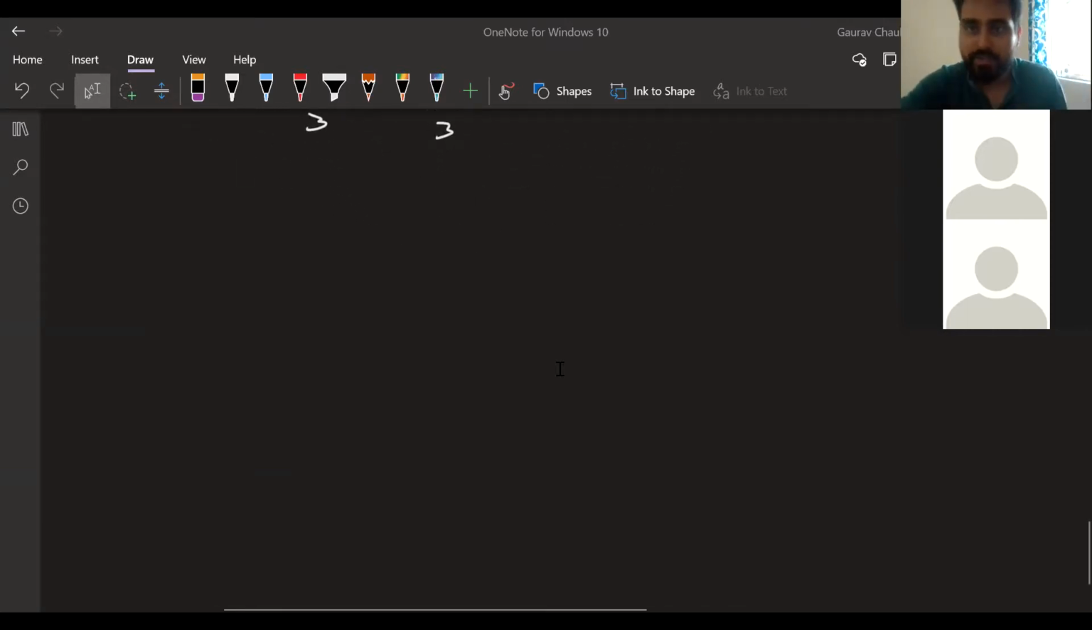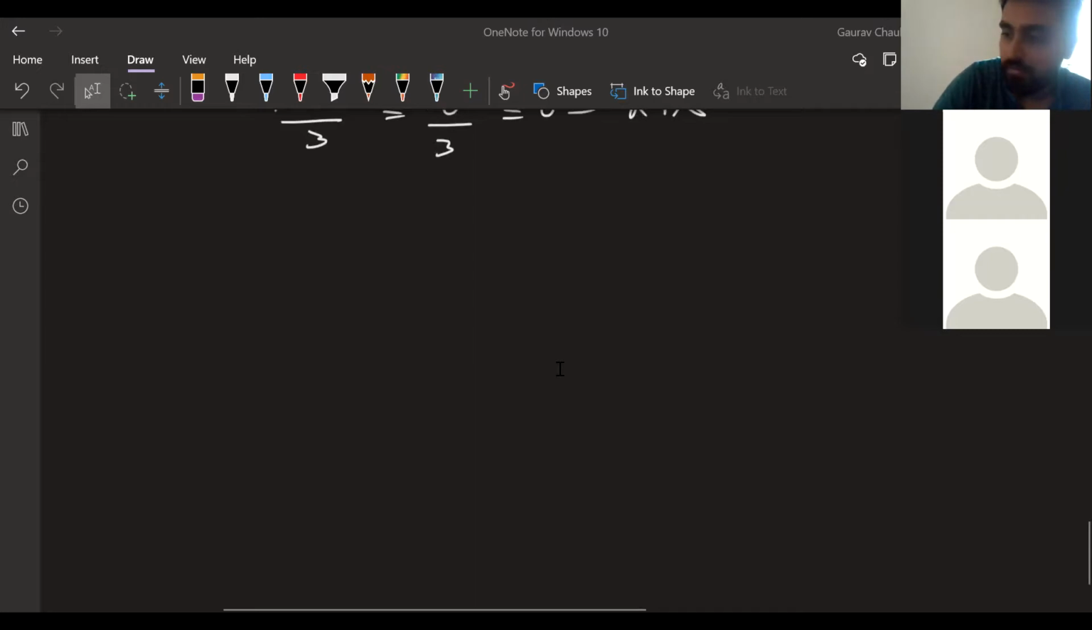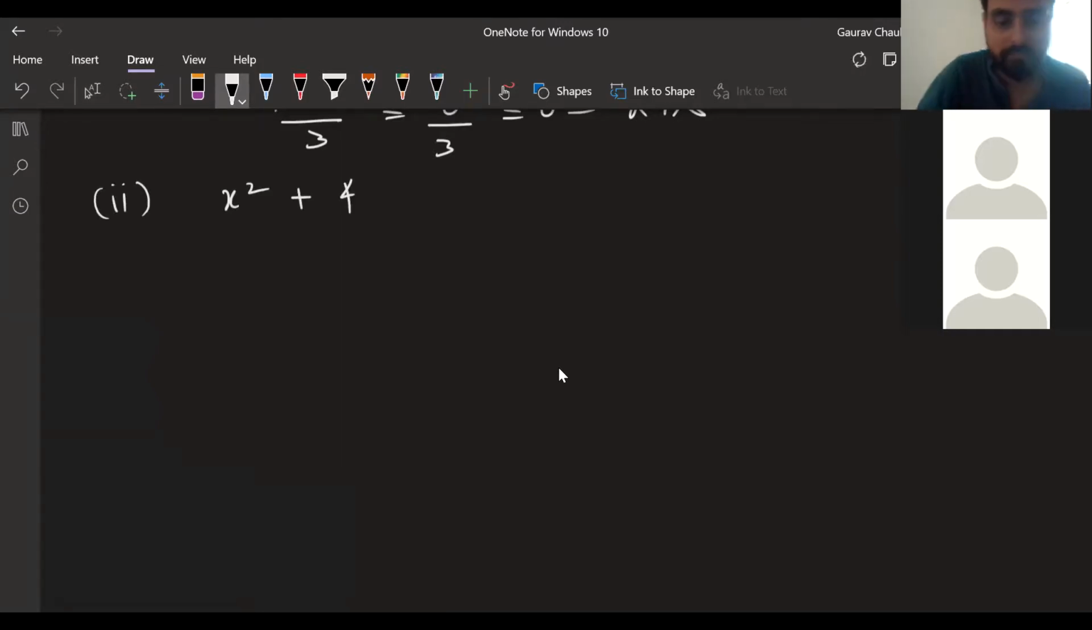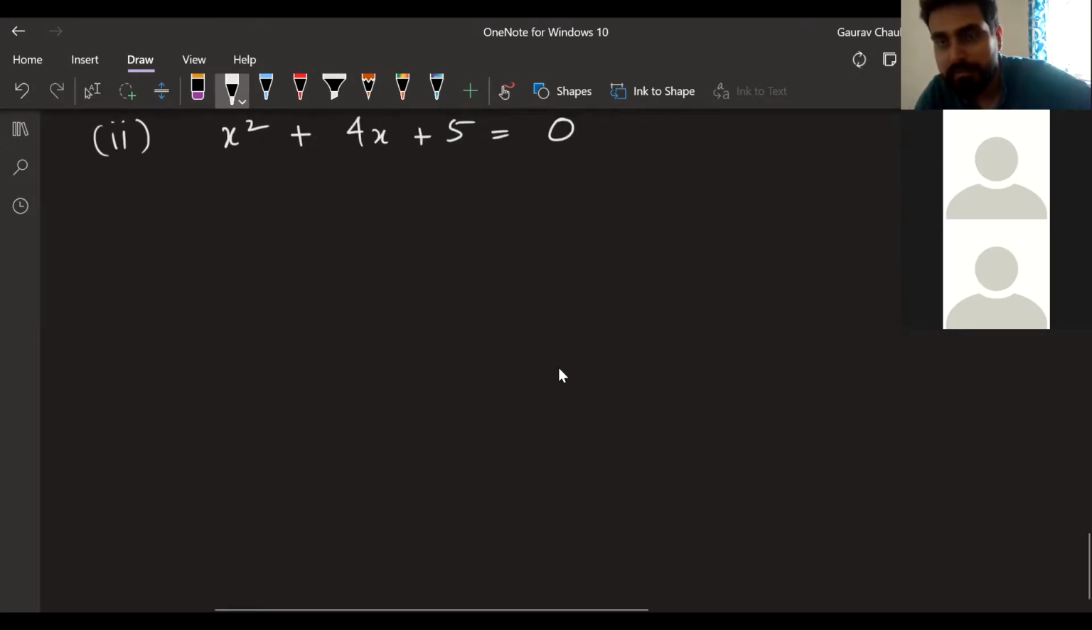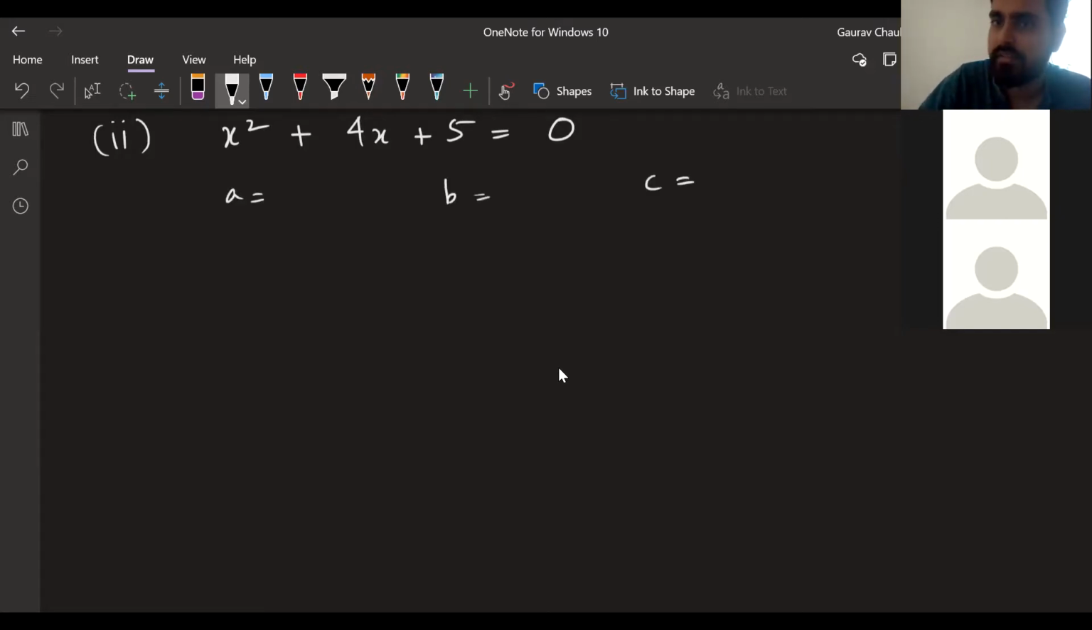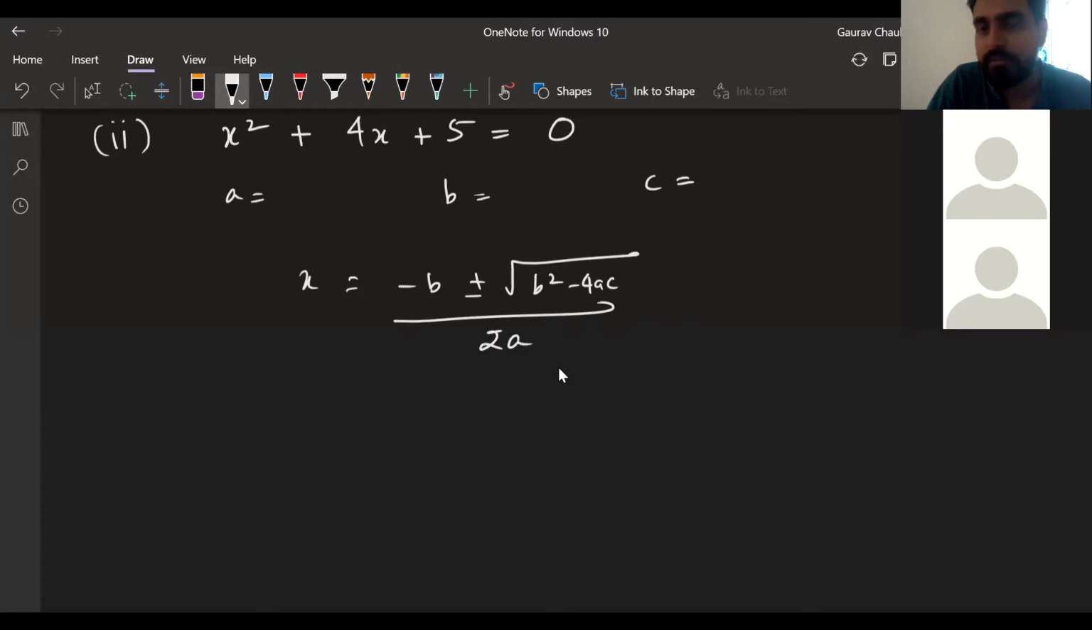Our next question is very, very interesting. Super question. This is also from the textbook. We're continuing the same example. The second one says x square plus 4x plus 5 is equal to 0. I want us to take a minute to do this ourselves. Same thing: you write A, B, C, and find x equal to minus b plus minus root over b square minus 4ac by 2a. Find it.